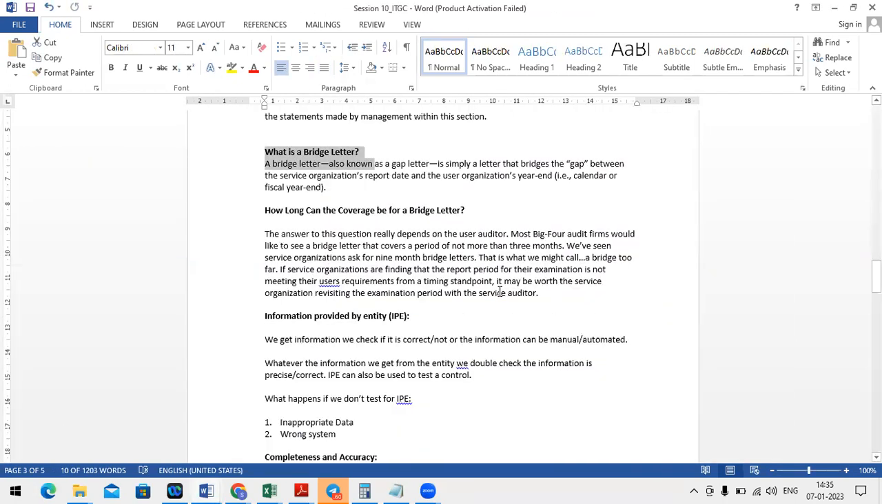The interviewer might ask you directly what a bridge letter is, or he might ask how the gaps are filled between the year end of the user organization and the service organization. He might also ask how many months a bridge letter can be issued for. It can be issued for close to 6 to 9 months. If there is a gap of 6 to 9 months, the bridge letter can be issued.